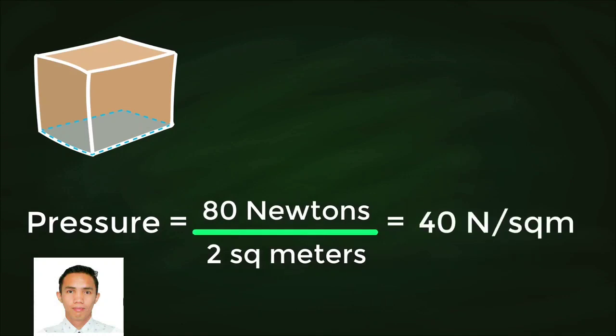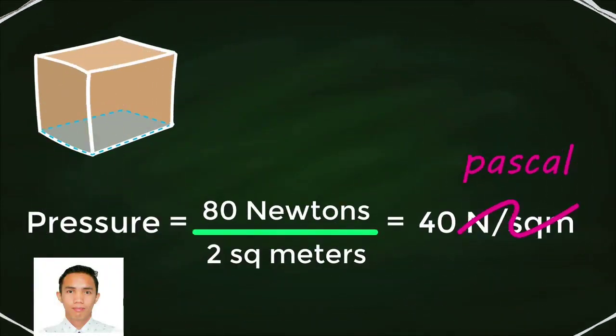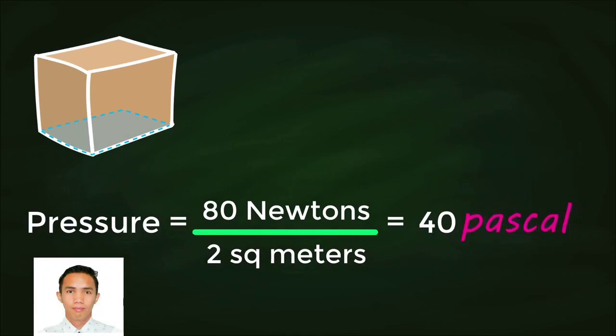Something that we didn't cover in our last video is that the unit for pressure is Pascal, and that's named after the French mathematician Blaise Pascal. 1 newton per square meter is equal to 1 Pascal. So here we can say that the pressure exerted by the box on the table is 40 Pascal.